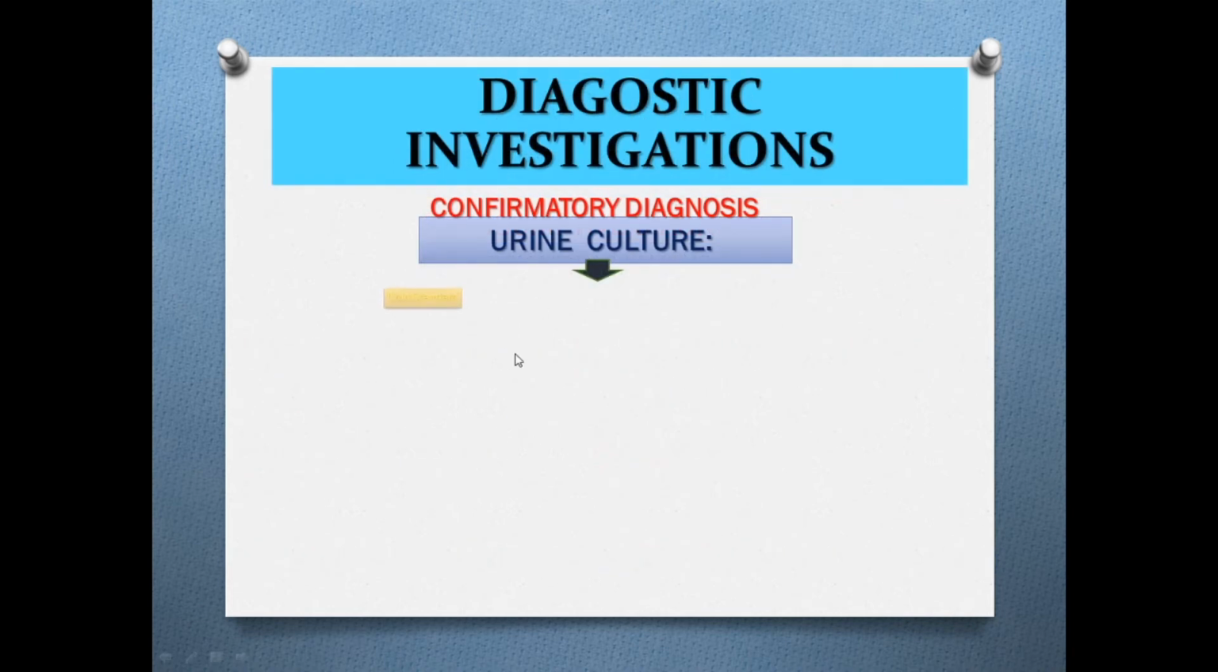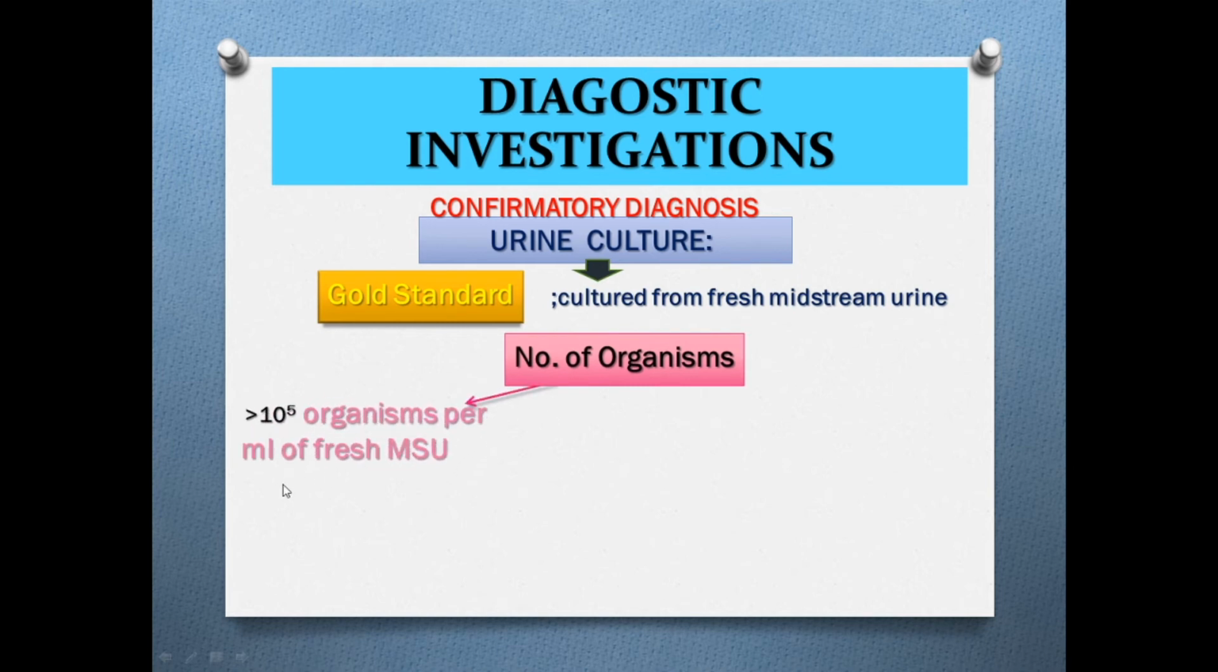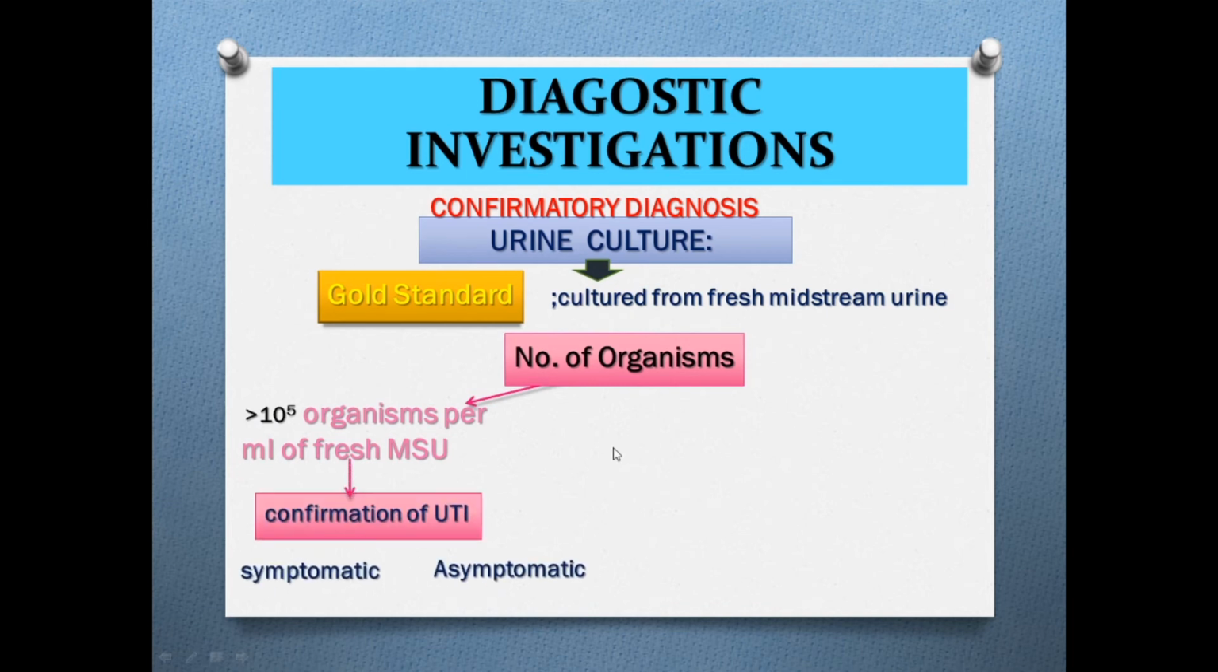The urine culture is the gold standard test, and the culture is usually taken from a fresh midstream urine sample. It tells us about the number of organisms. If there are more than 10 to the power 5 organisms per ml of fresh midstream urine, which I told you is the threshold for diagnosing UTI, the UTI is confirmed, and it may be symptomatic or asymptomatic. But if there are fewer than 10 to the power 5 organisms, we call it a negative culture or a sterile pyuria.